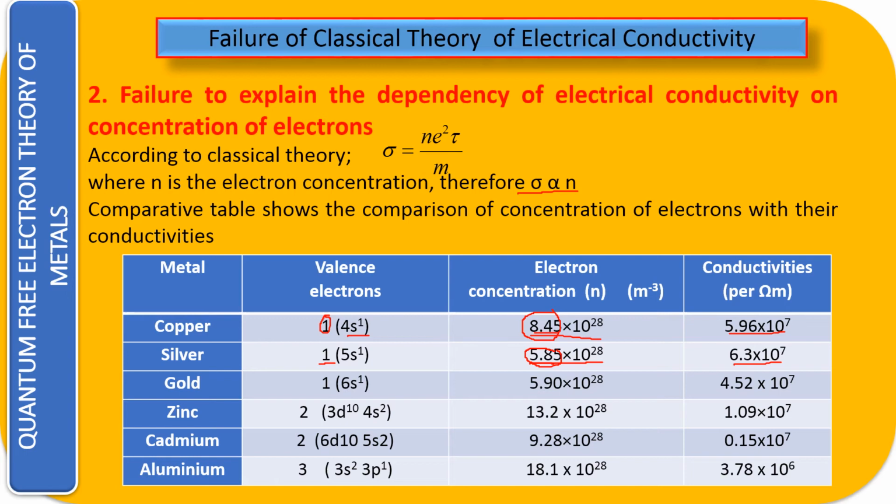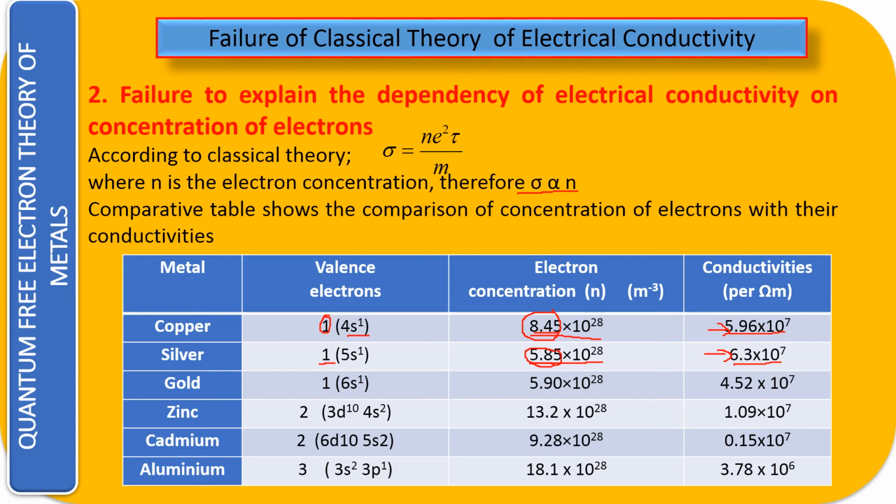Here we are getting silver has more conductivity than copper. This is your experimental value. The conductivity of silver is more than that of copper. But what we are finding is that the number of electrons is just reversed. Let's see some more cases.